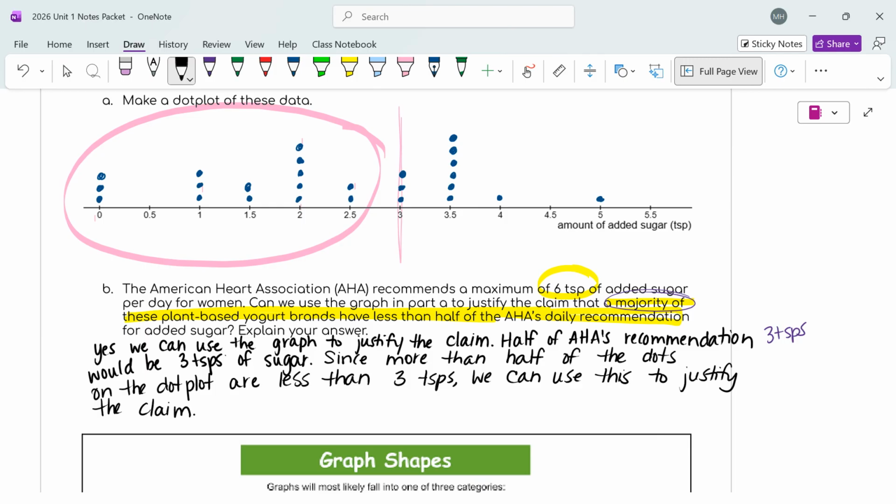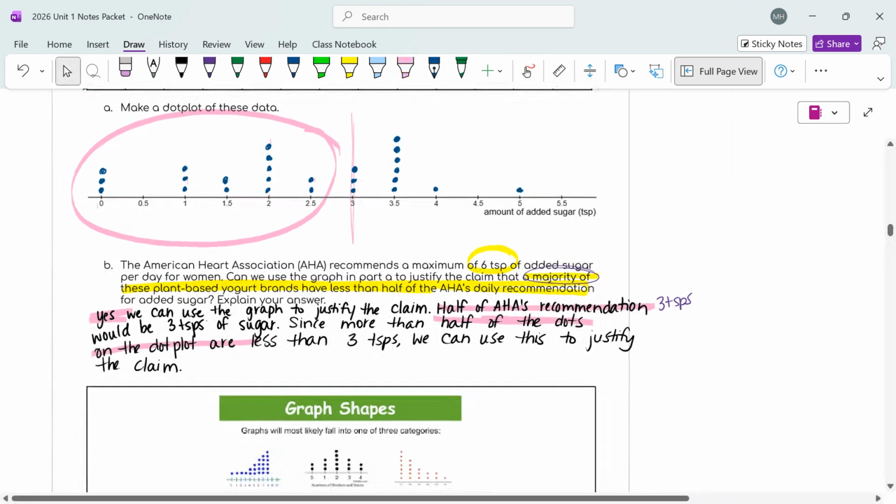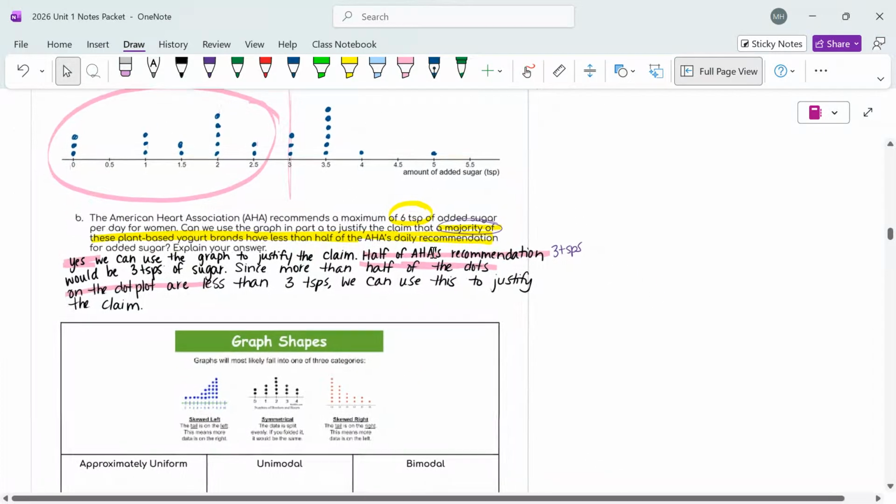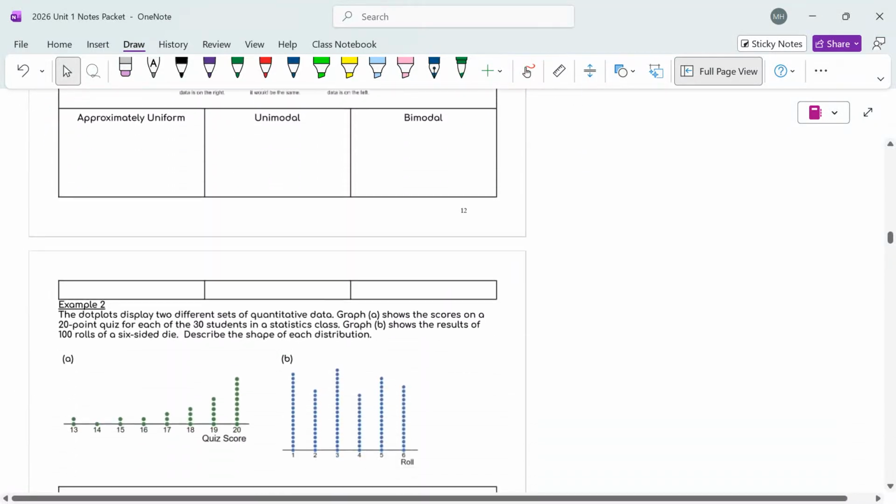So again, we want to make sure that when we're answering questions with data, we answer every part with a reasoning and with evidence from the graph. So first of all, answer the question. We have to relate what the recommendation was to what we see on our graph. In the next class, we'll get into talking about the shapes and describing.